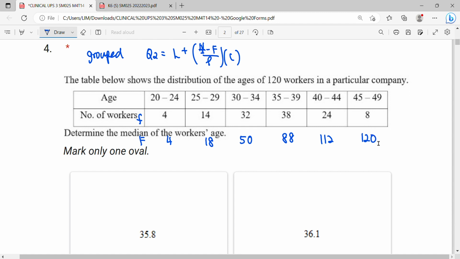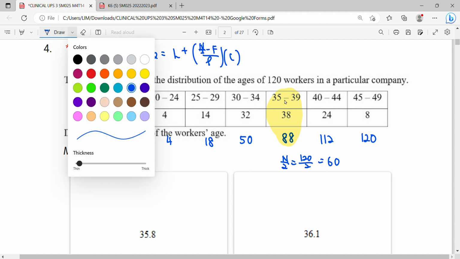So your median will occur at N over 2, which is 120 over 2, the 60th data. The 60th data, its class falls here. This 50 is not enough yet. If the frequency is 50, it's not enough yet for the median. So the data falls here. What is its lower boundary here? 34 and 35, so the lower boundary is 34.5.